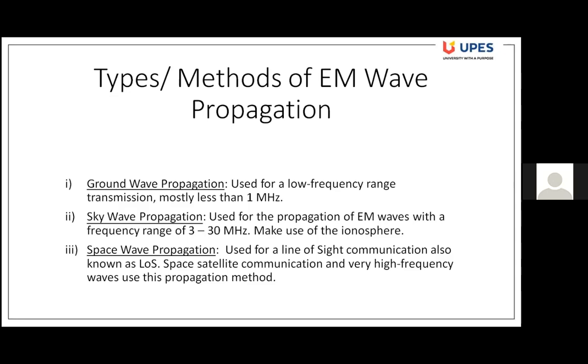This method is also known as tropospheric propagation, as the waves can travel directly from the Earth's surface to the troposphere. It occurs within 20 kilometers of the atmosphere, and it is used for line of sight communication, or LOS. Space satellite communication and very high frequency waves use this propagation method.